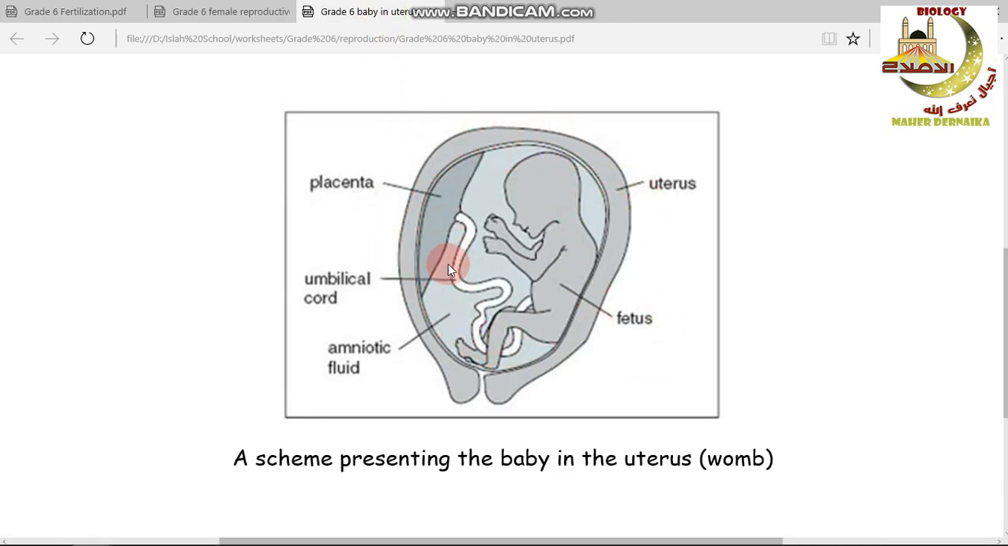This is now in the uterus. This is the wall of the uterus. Here there is a piece of blood and the organ called the placenta. This is the baby, this is the fetus, al-janin, and this is the umbilical cord, which is a tube connected between the placenta and the baby. What happens in here? When the mother is eating and drinking, everything passes through this placenta. So the placenta is giving the nutrients and the oxygen, everything the baby needs to grow, and all the oxygen and the nutrients pass through this umbilical cord and are given to the baby.